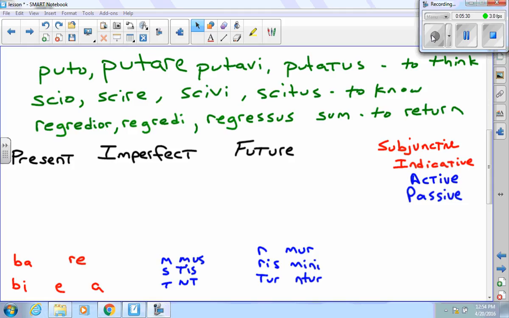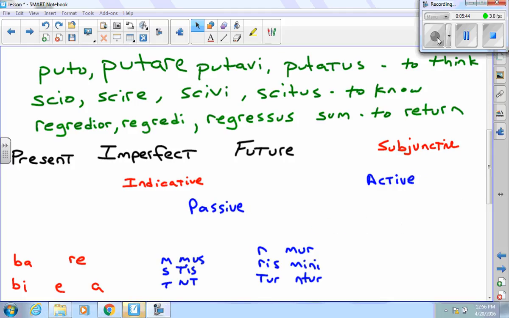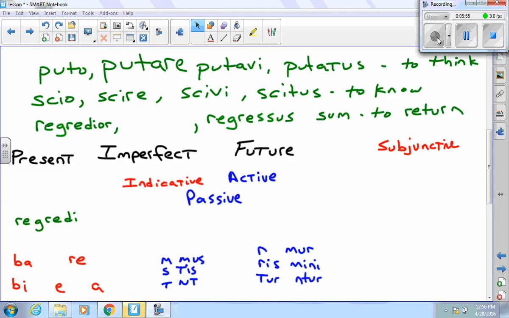Now, we do have these goofy words like regredior that are not very nice to us. Those are called deponents, and they're always active even though they look passive. So when I'm looking at deponents, obviously we're dealing with the indicative now, I want to think it looks passive, but it's actually active. So passive is involved because of the form. Same thing here. I'm going to start off with the present stem, which is regredi. That is, in this case, our present active infinitive.